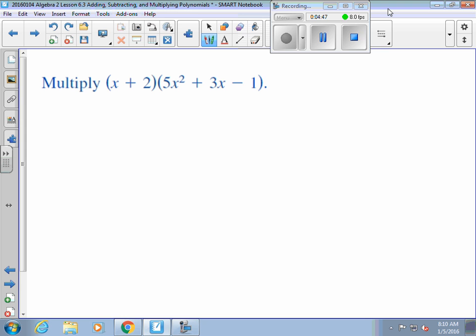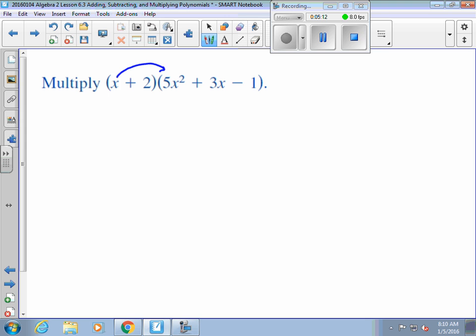Okay, what you need to do is take x and 2 and multiply it by everything in the second polynomial. Or you can do it the way we just looked at and go 5x squared times x plus 2, 3x times x plus 2, and negative 1 times x plus 2. Both ways work because remember you can multiply in whatever order is most comfortable for you. I'm most comfortable doing it this way, so that's the way I'm going to show you guys.